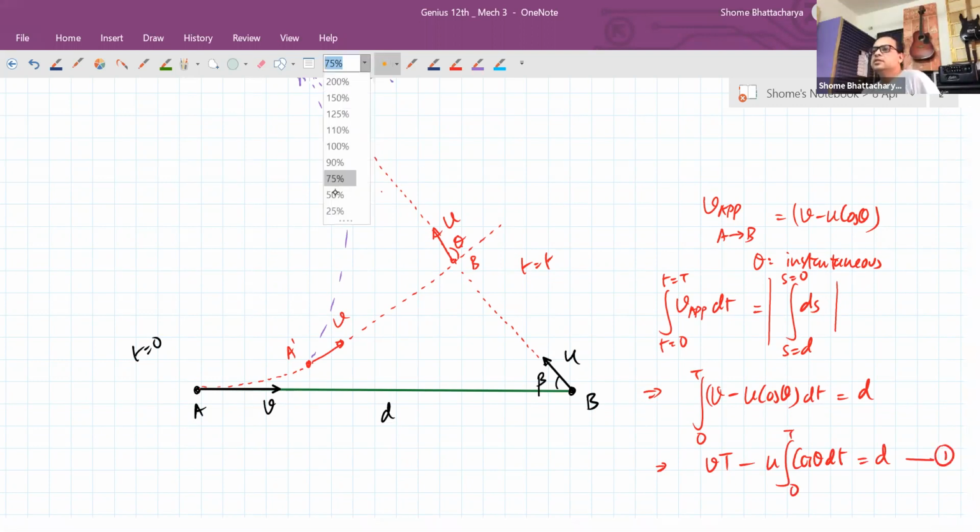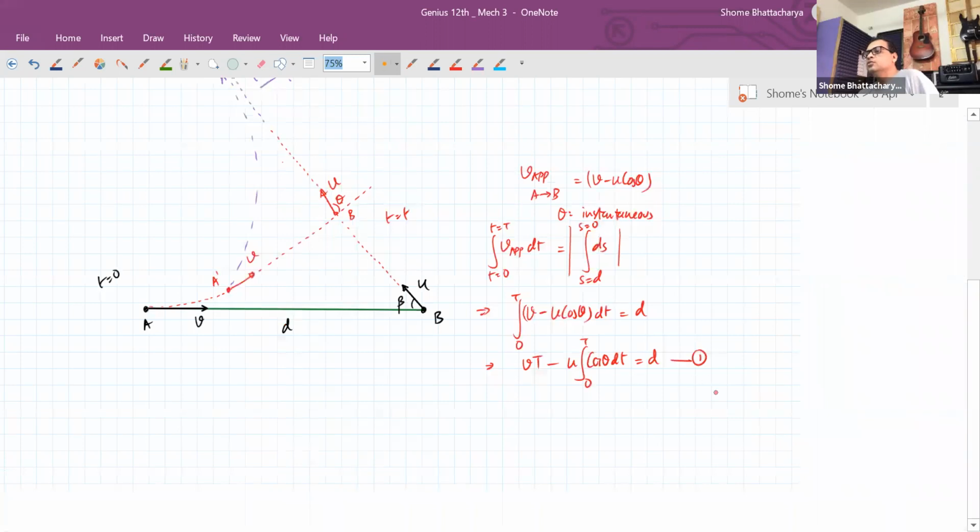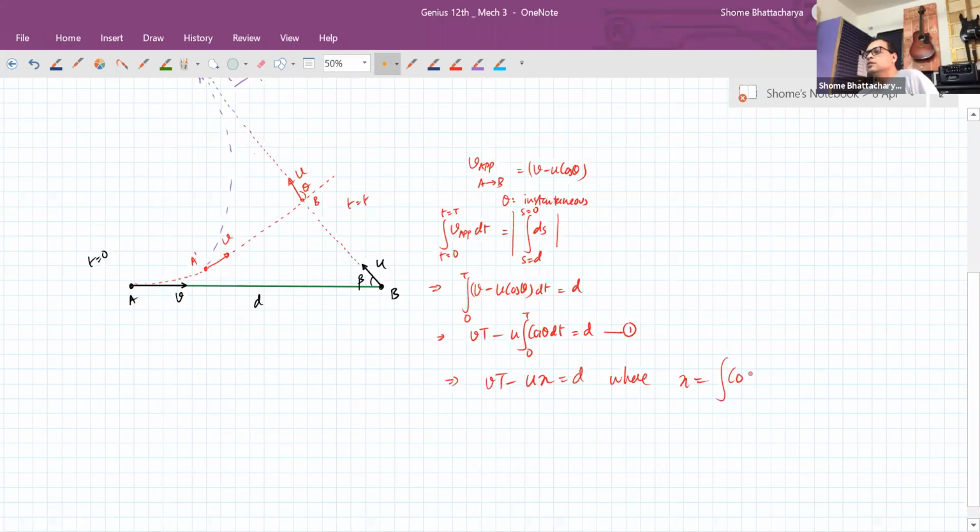We can write this equation as vT minus u times some unknown quantity x is d, where this unknown quantity x is the integration of cos theta from 0 to T, which as of now is unknown because theta is instantaneous.